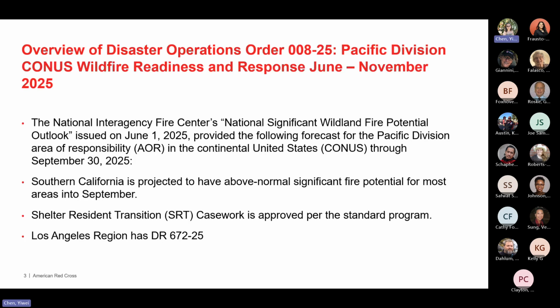So we currently have an ops order for 008 for the Pacific Division Wildfire Readiness. The reason that we established this order is because it's projected that we have above normal significant wildfire potentials for almost every region in the Pacific Division. Shelter resident transition, that's SRT casework, is approved for this operation. Usually, SRT is approved for level 4 and above, and for this ops order, we're using the protocol for level 4 and above. That's why this is approved.